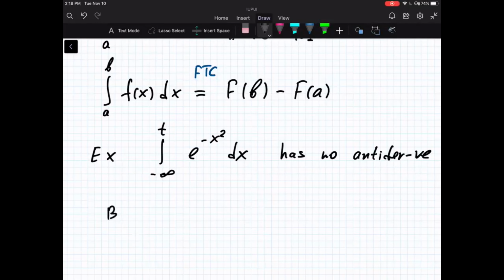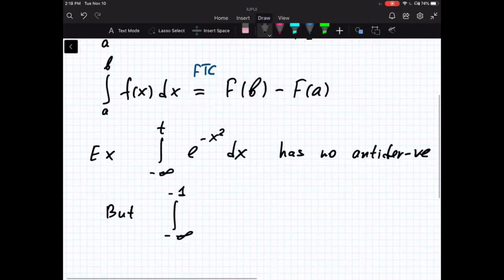But if you are still interested in, say, the following integral from minus infinity to minus 1 of exponential of minus x squared dx, what should you do? Because it still appears in probability, and you want to know what the value is. And there are several ways.